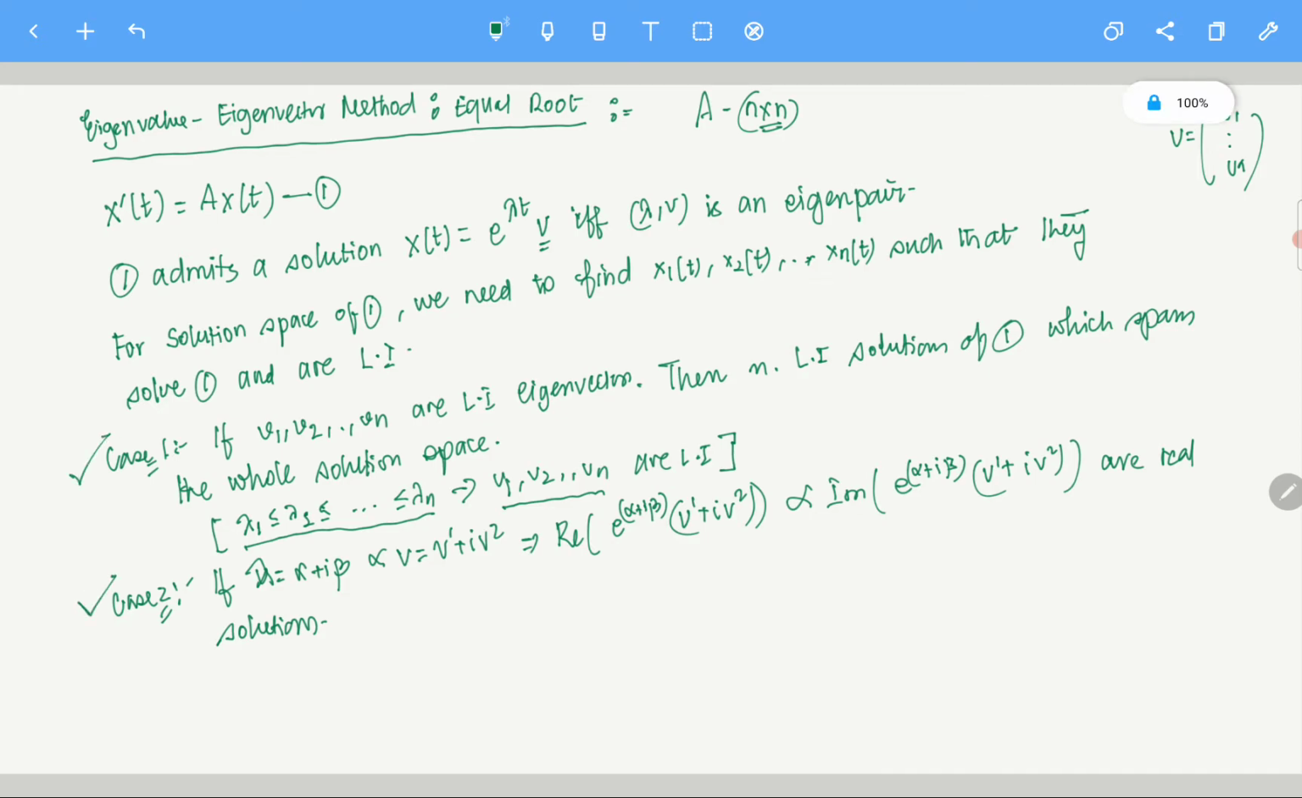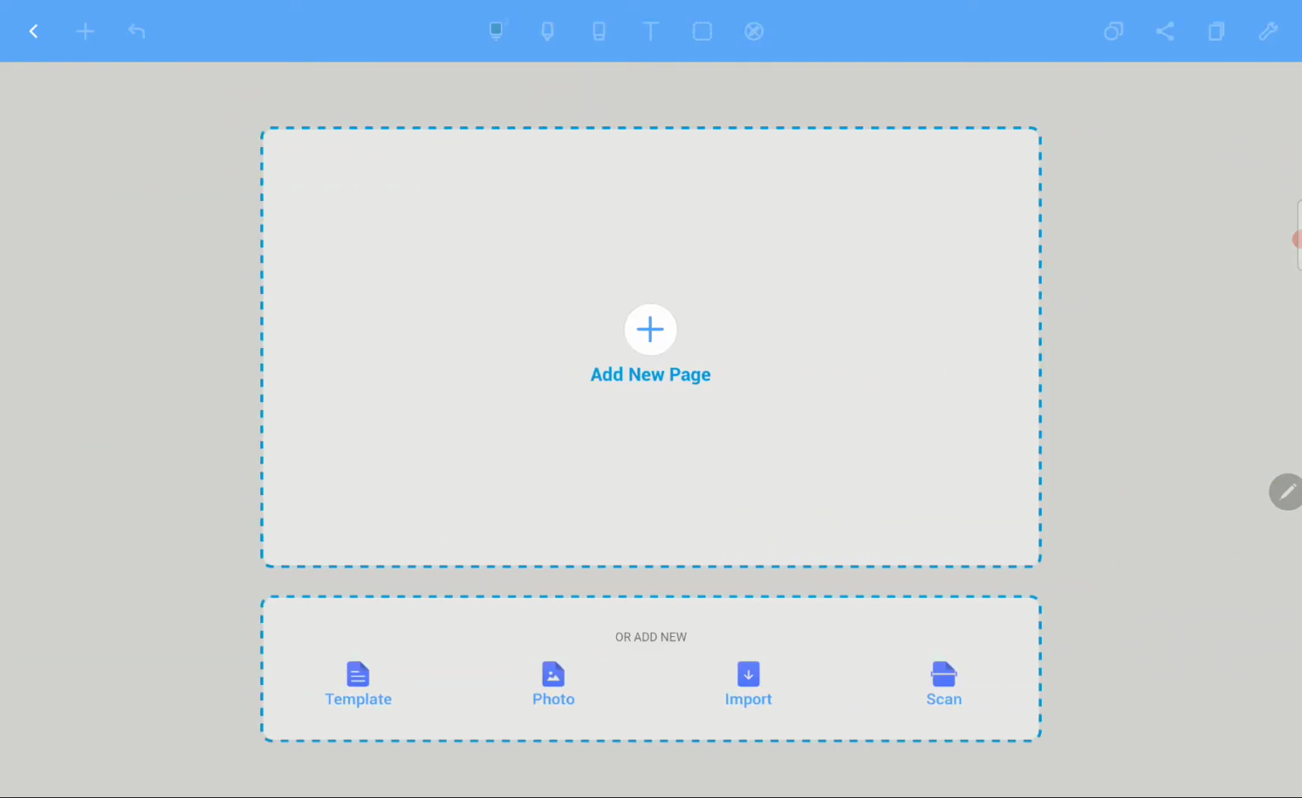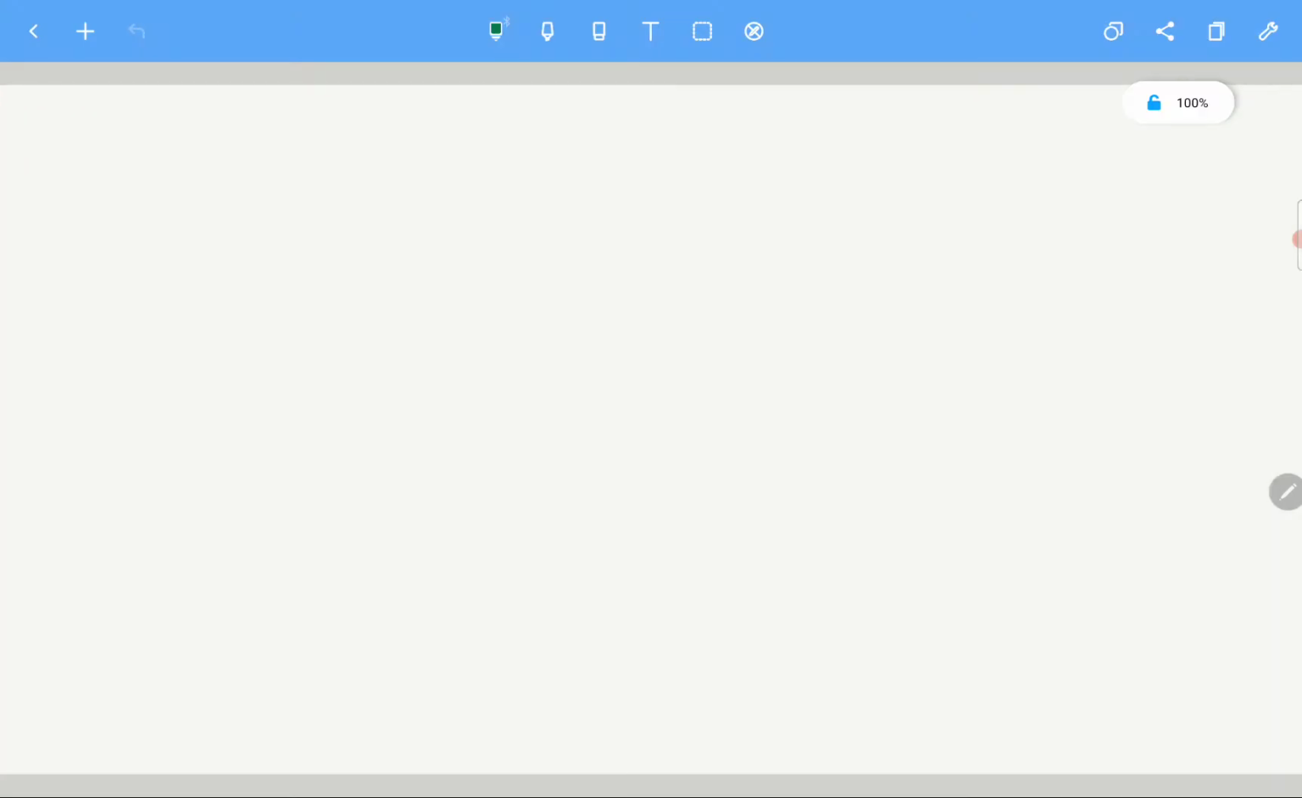Okay, now let's come to the difficult case, which is the equal root case. In this case, what happens is this: essentially, we know that x t equals, so this is from our earlier idea.